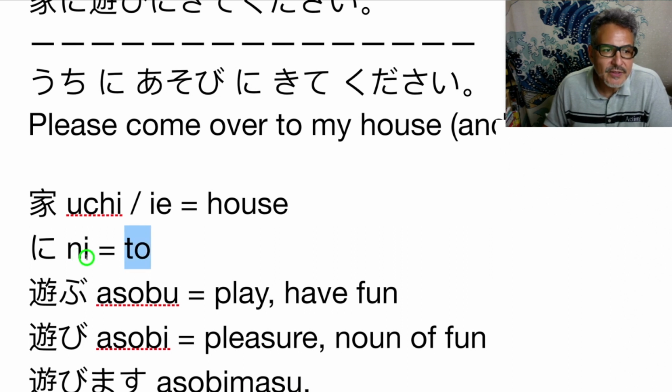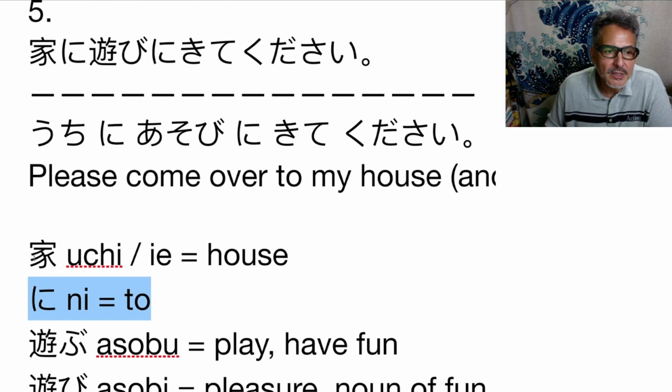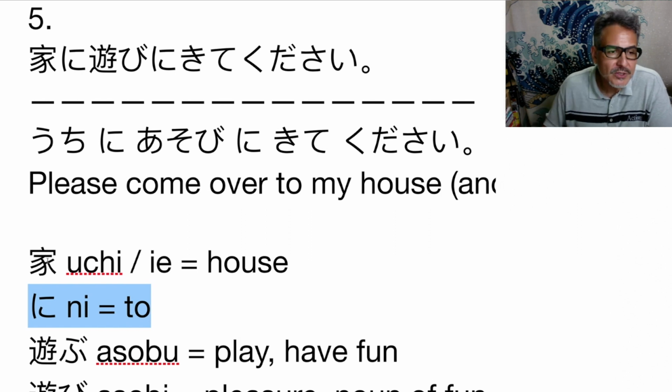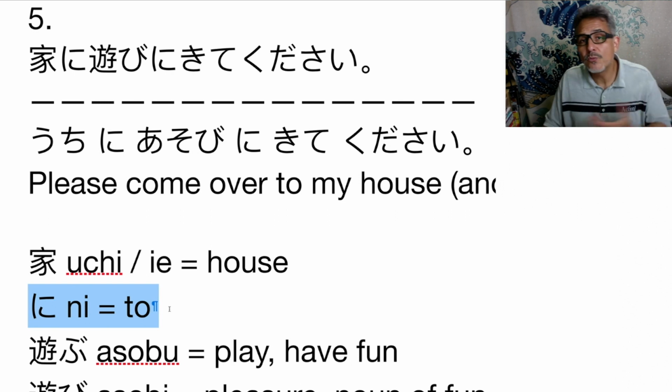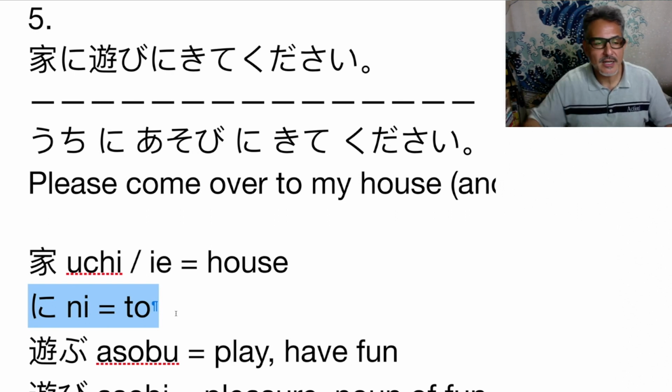Ni is very similar to "to" when you're indicating any kind of motion between a verb and a noun. You use ni. It's a little bit like "to." Another one that you can use is e, but we don't. It looks like he, the hiragana, but we'll get into that later.